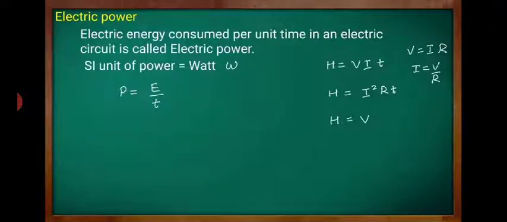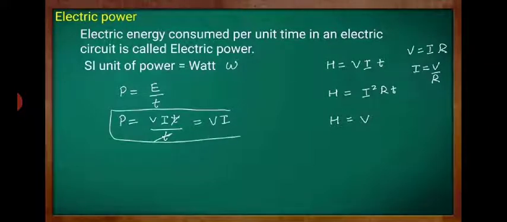Here the heat is a form of energy. So instead of writing E, the energy, we can write VIT divided by T. Here T and T cancel, so we get P is equal to IV, or you can say P is equal to VI. Same as with heat, we also get the formulas of power: P is equal to E by T, P is equal to VIT divided by T, so T cancels, giving VI.